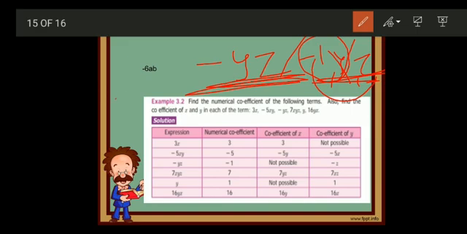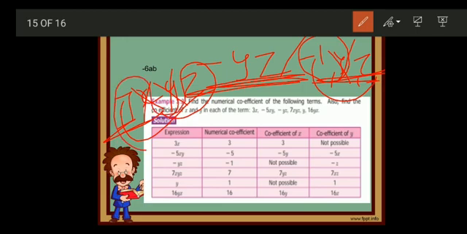See the fourth one, 7xyz. What is the numerical coefficient here? 7. Okay. The coefficient of x is 7yz. Right. What will be the coefficient of y? Leave y, take the product of the remaining factors. That is 7xz. Okay.